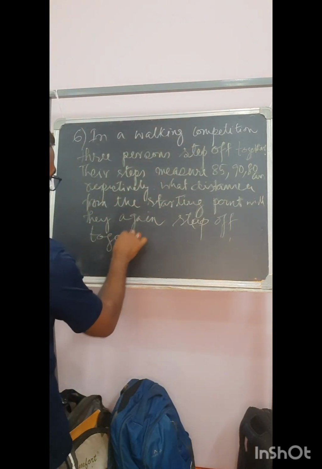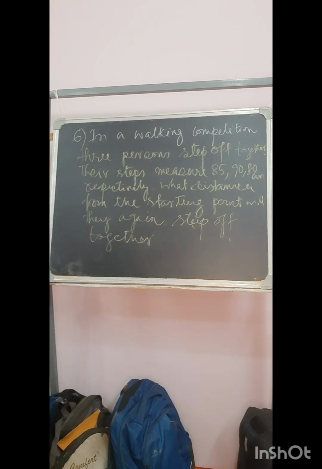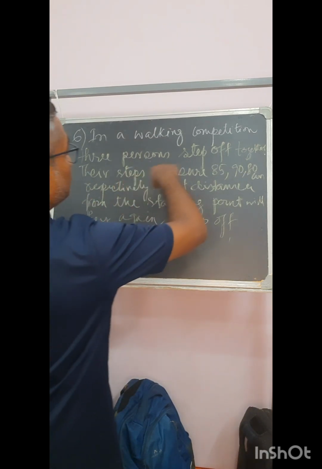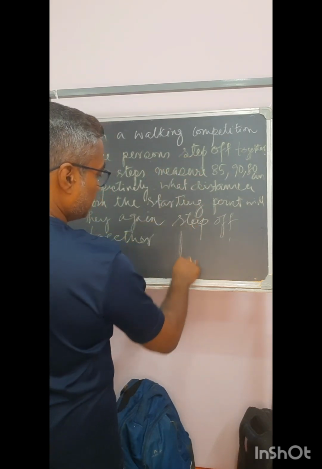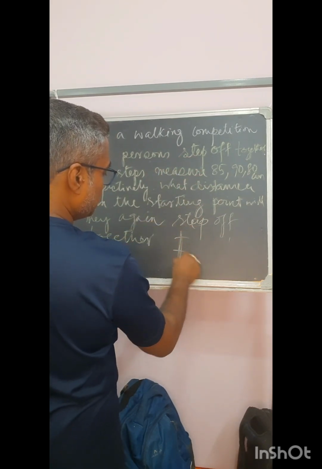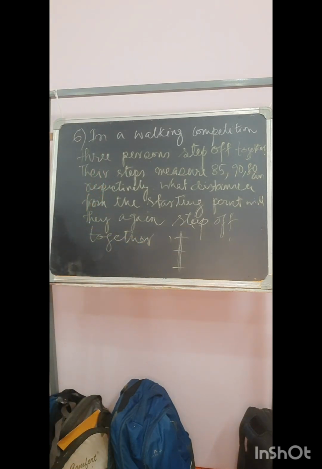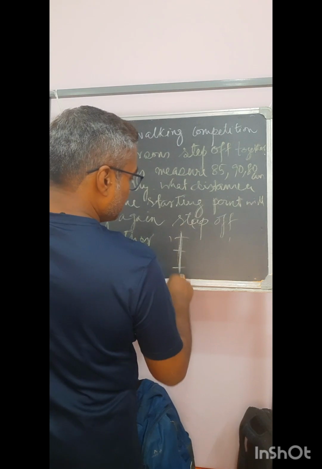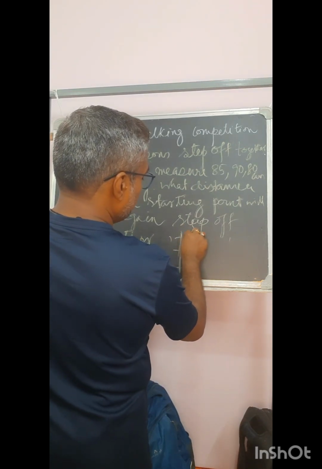So this is your question, where three persons take part in a walking competition where they step off together. That means their starting line is the same. Three persons, 1, 2, 3. They are starting at the same point of time, at the same starting point, and they have different step lengths.